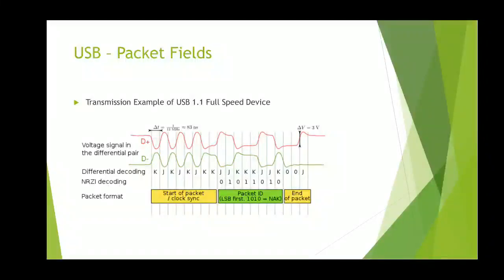This is an example of USB 1.1 full speed device transmission. Here we can see that there are three fields for the packet. First is the start of the packet field, which is represented in this yellow color, and second is the packet ID. This is represented in the green block, and finally the end of the packet field. This is also represented in yellow.